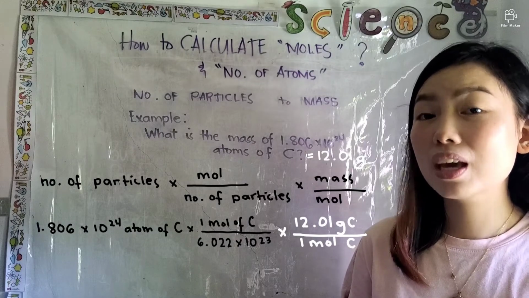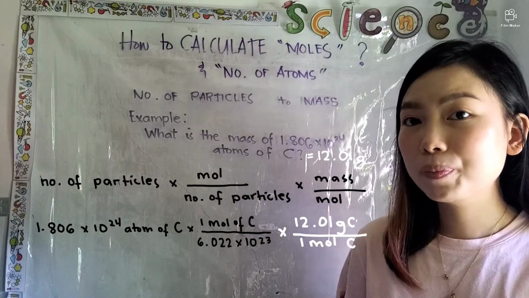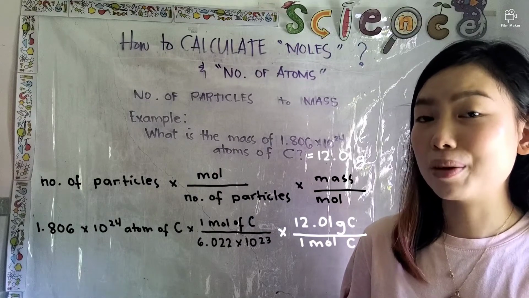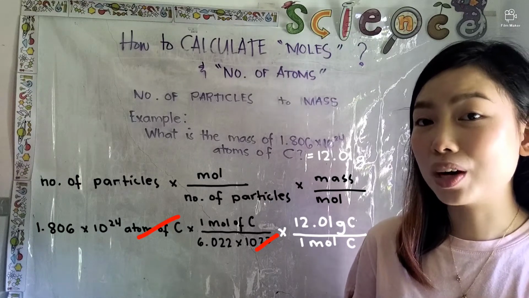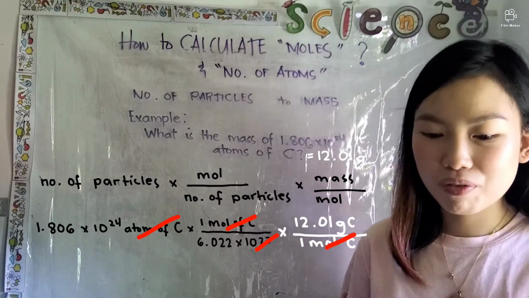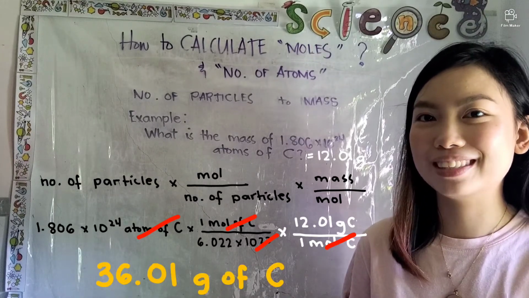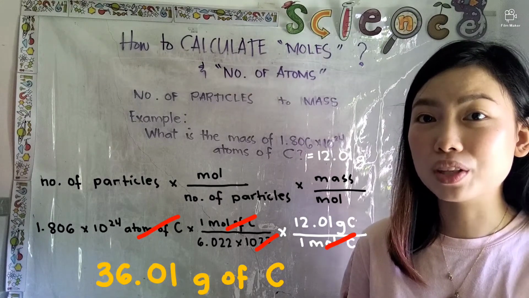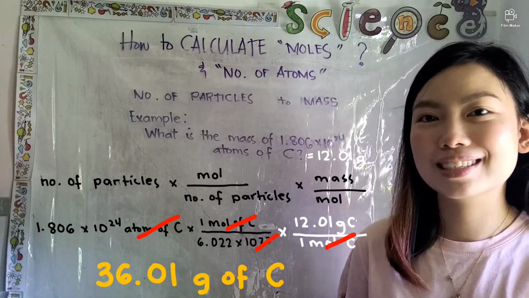So the equation will be 1.806 times 10 to the 24th atoms, multiplied by 1, divided by 6.022 times 10 to the 23rd power, then multiplied by 12.01 grams of carbon, divided by 1 mole of carbon, will give you the final answer of 36.01 grams of carbon. So that will be your final answer. So nagkaroon tayo ngayon ng dalawang equation. One is number of particles to mole, and then the other one is mole to grams.